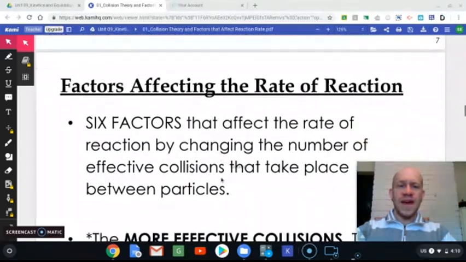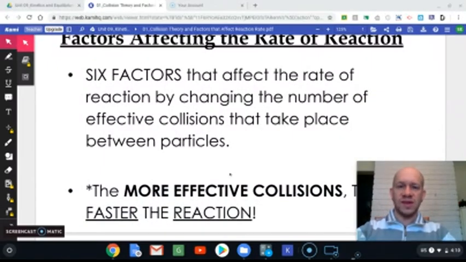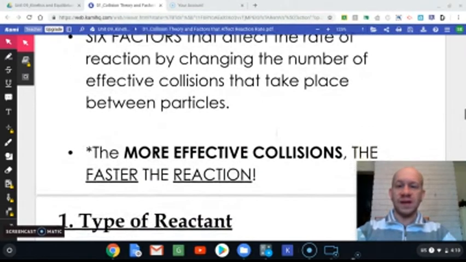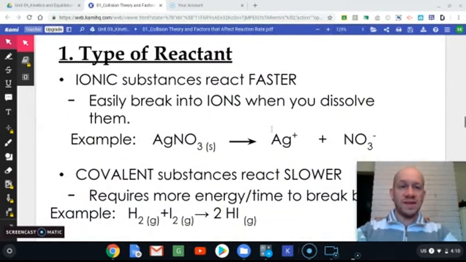Now, there are 6 factors that affect the rate of reaction by changing the number of effective collisions that take place between particles. In essence, the more effective collisions, the faster the reaction. Our first factor is the type of reactant. Ionic substances react faster because they easily break into ions when you dissolve them.